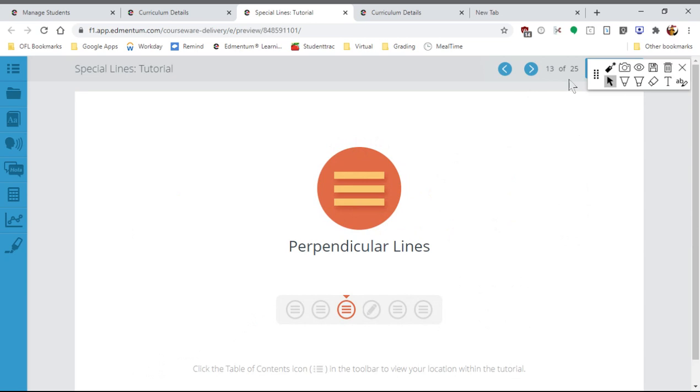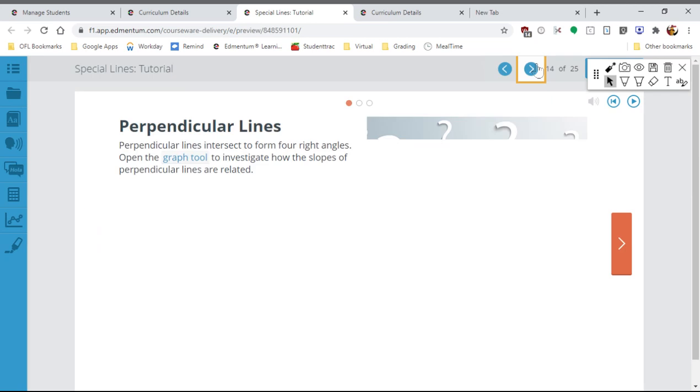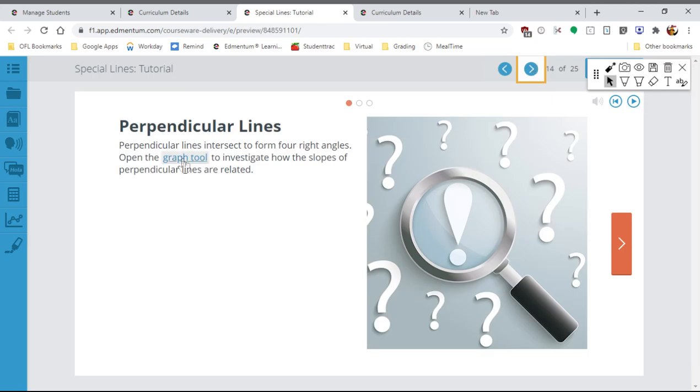All right, let's move on to perpendicular lines. So parallel lines, just remember, parallel lines have equal slopes. Slope 1 is equal to slope 2. All right, let's move on. So what about perpendicular lines?